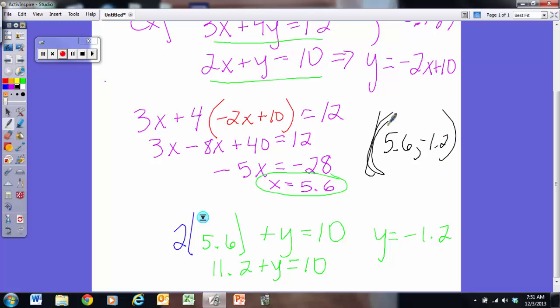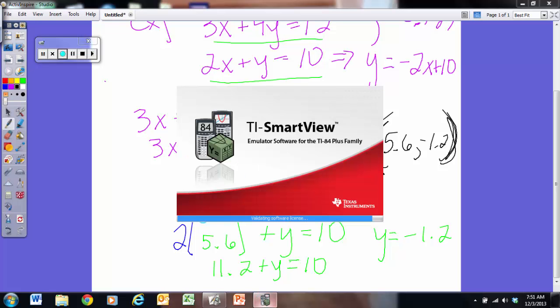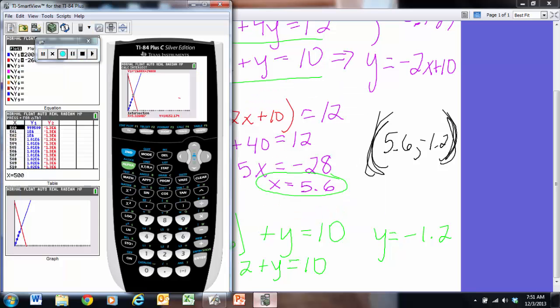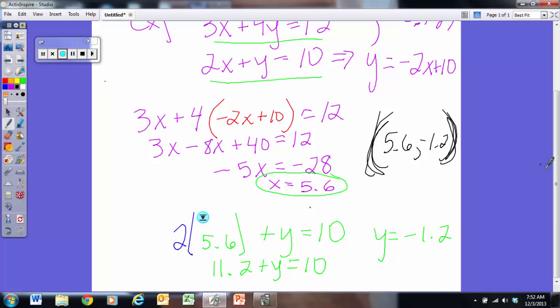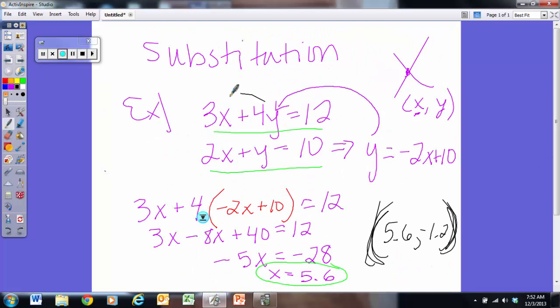And that's a coordinate, so it goes in parentheses. That means if I were to graph these two lines, they would cross at that point. I'm going to show you how to check that on a calculator. I'm going to check this on my TI-84 Plus here. The first equation was 3x plus 4y equals 12. In order to be able to type it in the calculator, I have to solve for y. I need it in y equals form. So let's do that. Solve this equation for y.